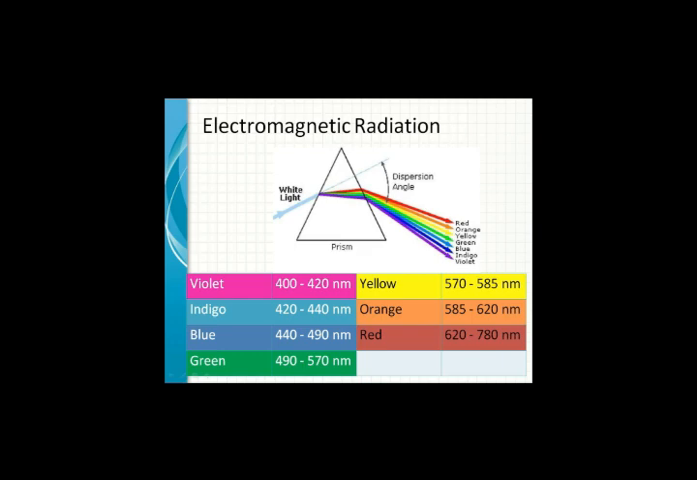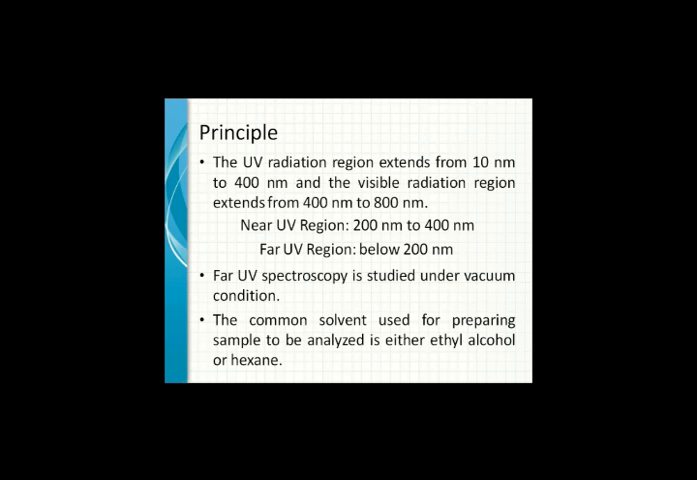This is the principle of ultraviolet radiation. The ultraviolet radiation extends from 10 nanometer to 400 nanometer, and the visible radiation extends from 400 nanometer to 800 nanometer. In the near ultraviolet region, the wavelength is 200 nanometer to 400 nanometer, and the far ultraviolet region is below 200 nanometer. Far ultraviolet spectroscopy is studied under vacuum condition, and the common solvent used for preparing the sample to be analyzed is either ethyl alcohol or hexane.